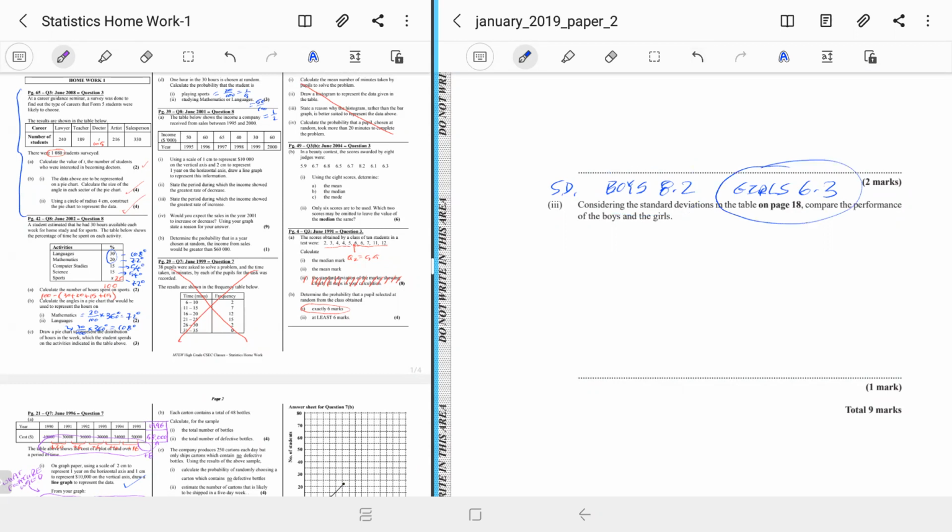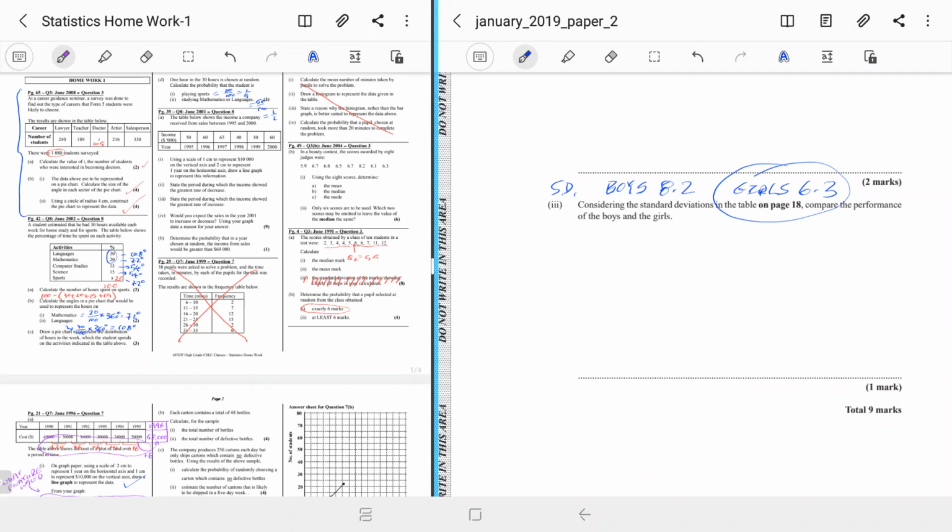So the girls are performing close to each other. Like all of the girls, they might do well. But in the case of the boys, some do well and some do badly. The boys vary in terms of the performance. So the girls have collaborative study groups, sir. Yes, and they're more consistent. The girls are more consistent with each other in terms of the performance. That's what it means. So you just have to write something to that effect in your own words.